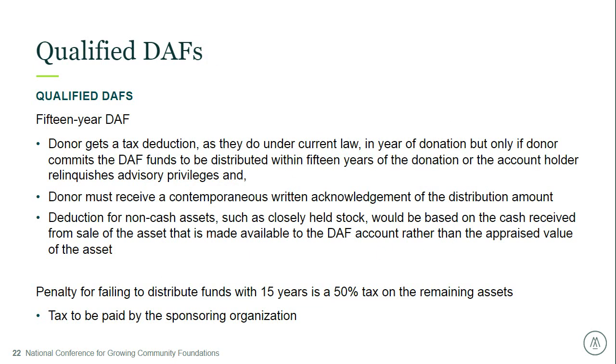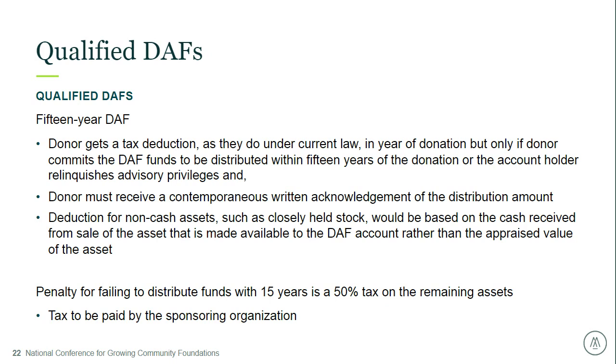Okay, so a qualified donor-advised fund is a 15-year donor-advised fund, and the donor will get the tax deduction, as they do under the current law as it's written, in the year of donation, but only if that donor commits those funds to be distributed out of the DAF within 15 years of donation, or the account holder relinquishes advisory privileges, which is probably not going to happen.